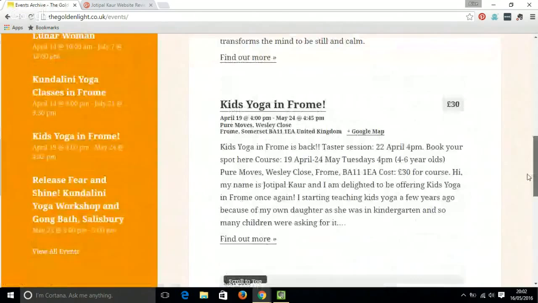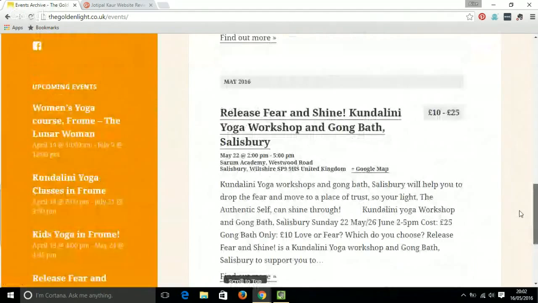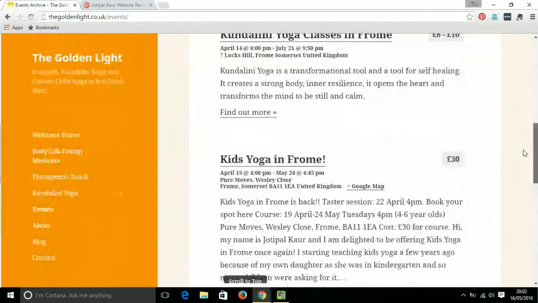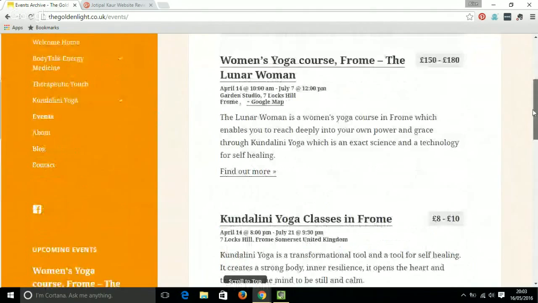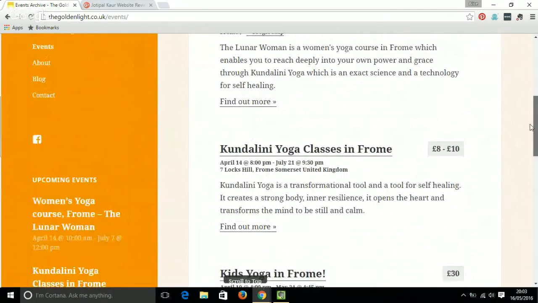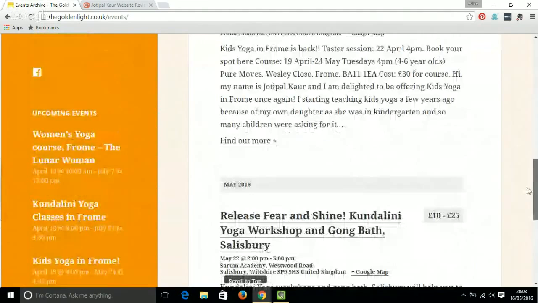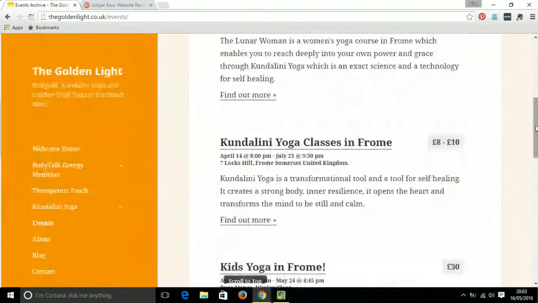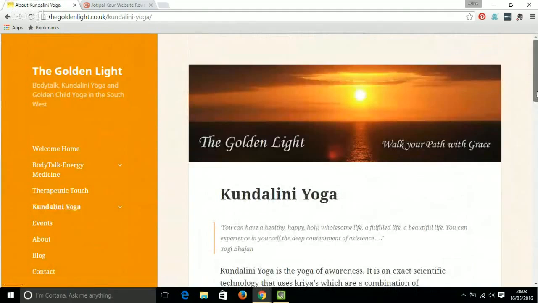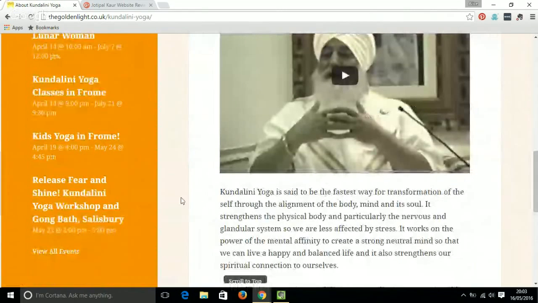I've never really enjoyed these pages. I find them quite overwhelming. And again, generally when people are looking for events, they're not looking by date, they're looking by the kind of class it is. So they'll be looking for a drop-in class, they'll be looking for a course, they'll be looking for a gong bath. So again, you want to link that off of the Kundalini Yoga page, and you can make those links happen with images.